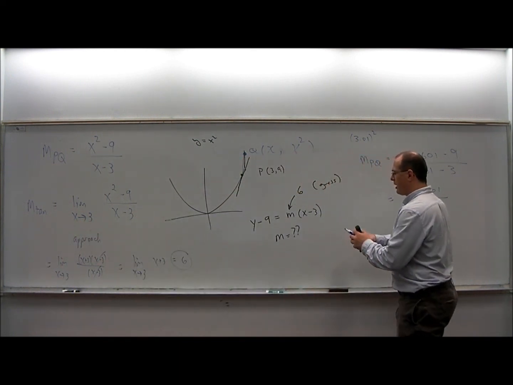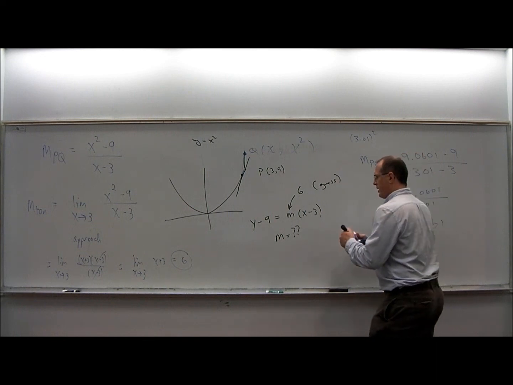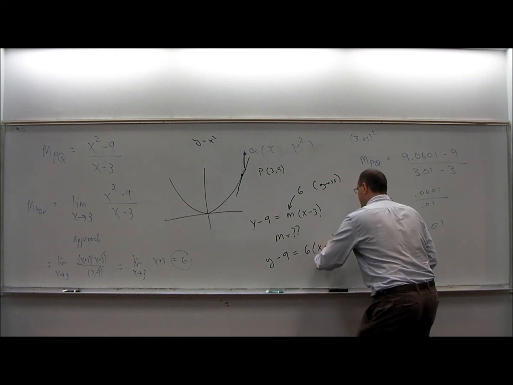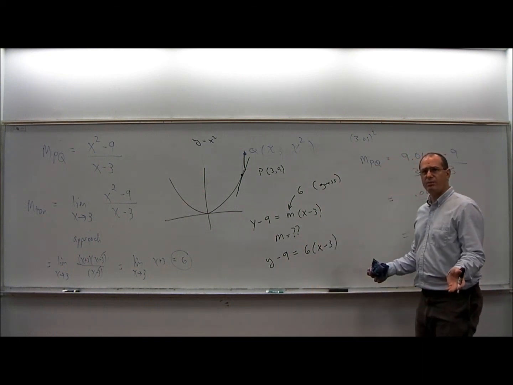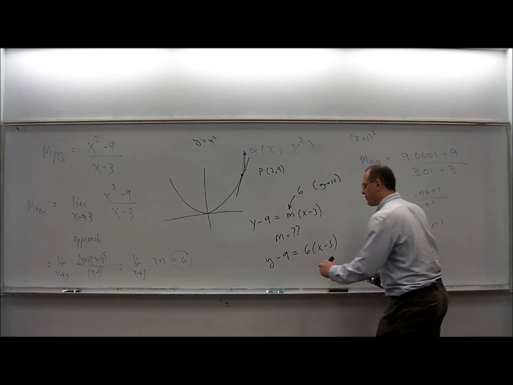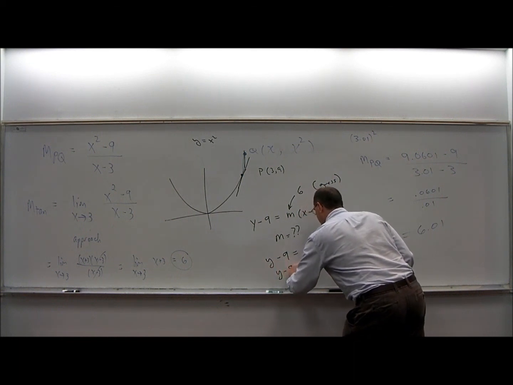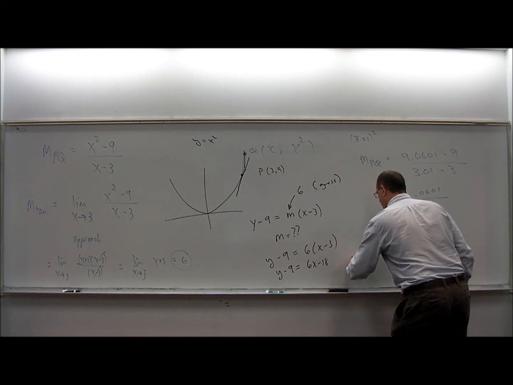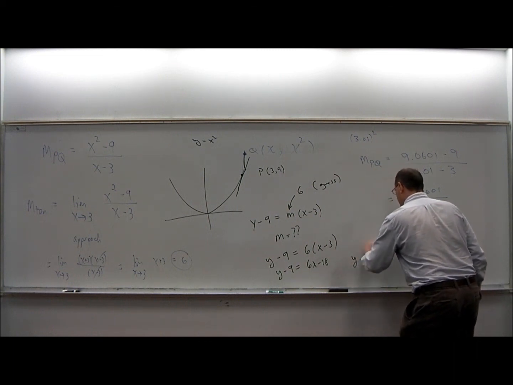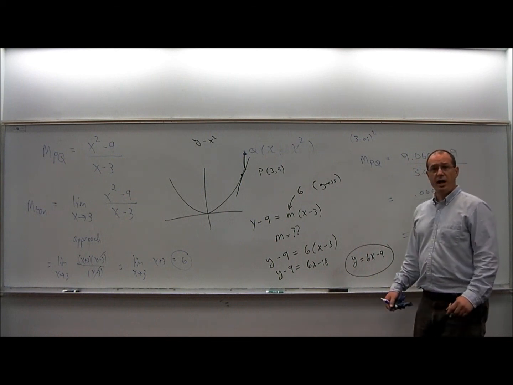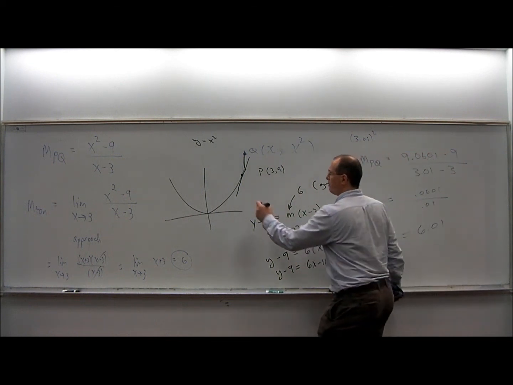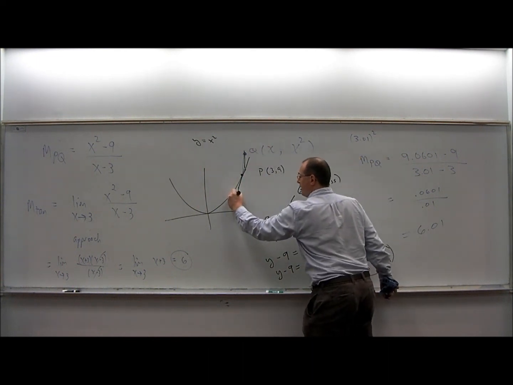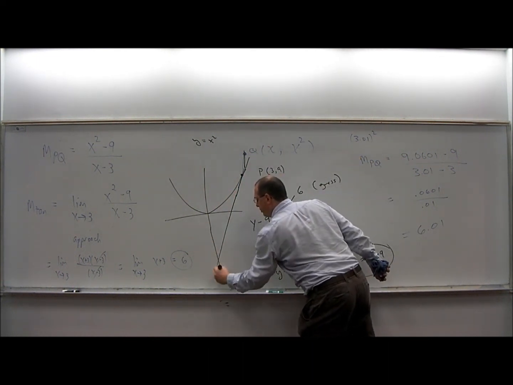So the equation of the line then, to finish it out, is y minus 9 equals 6 times x minus 3. And you could put that in the more familiar form, y equals mx plus b. Y minus 9 equals 6x minus 18, and then add 9, so y is equal to 6x minus 9 is the equation of that line, which seems reasonable. The slope is 6, it's a positive slope, and the y-intercept will be negative 9.